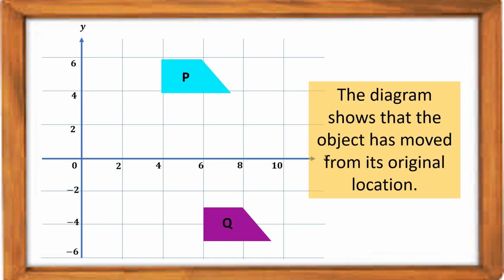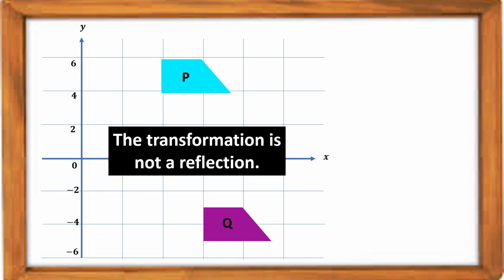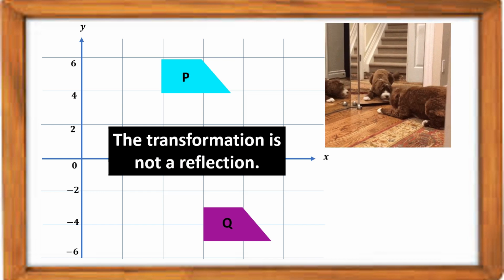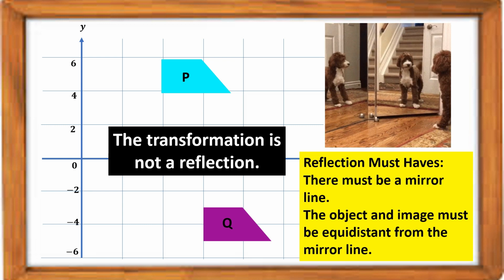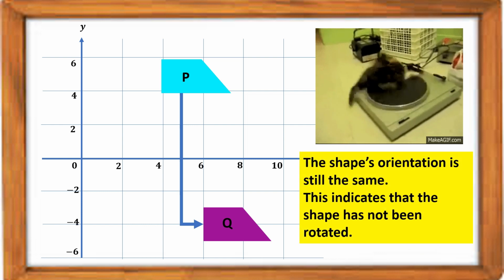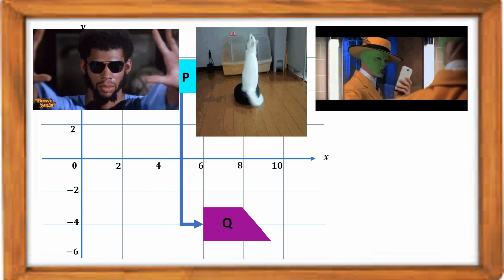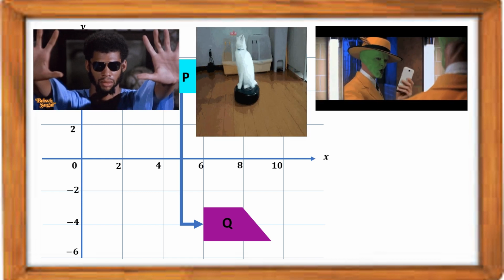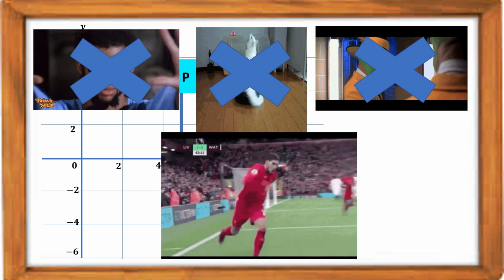But we do see that the shape has moved. It has moved from its original location where P is and moved down to where Q is. Now, it's not a reflection because it's not the same distance away from any sort of mirror line, so that rules out reflection. The shape does not look rotated in any manner, it simply looks translated. So that's the reason why the transformation to move us from P to Q is a translation.